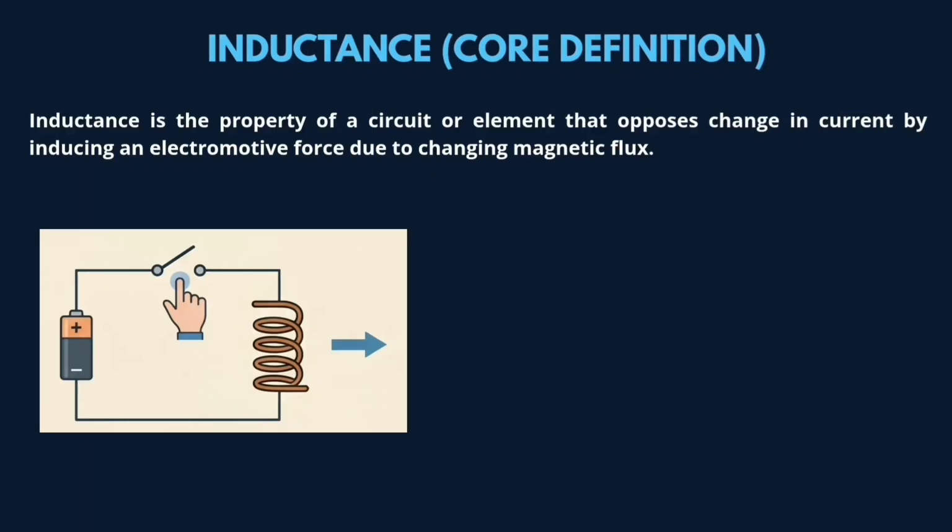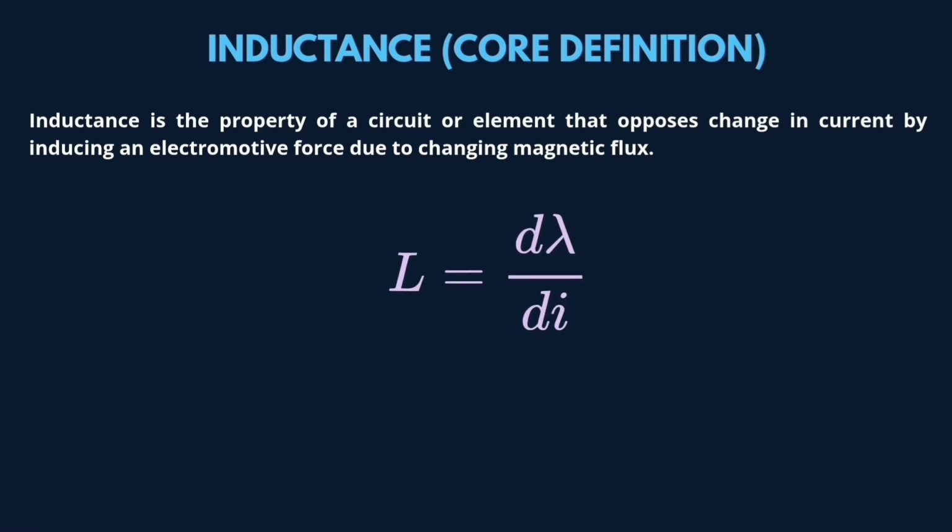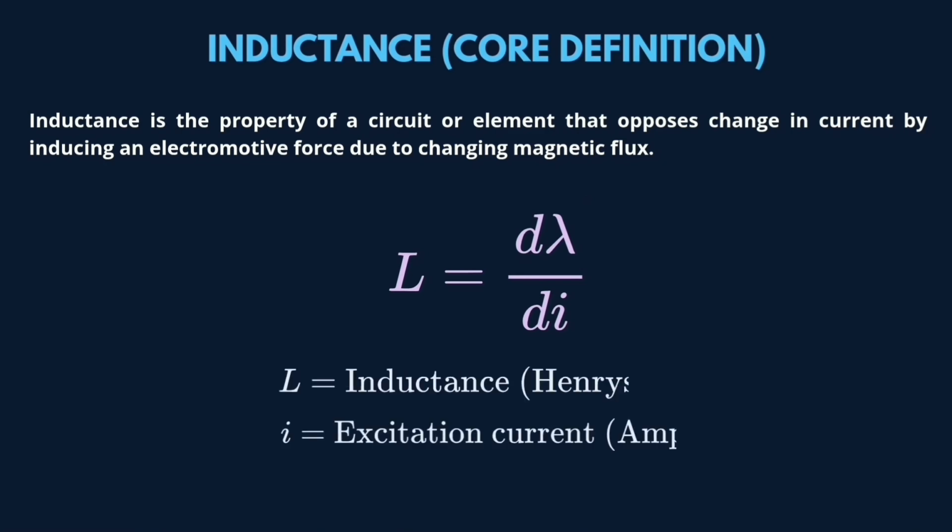Inductance is the property of a circuit or element that opposes change in current by inducing an electromotive force due to changing magnetic flux. So we have the formula L equal to d lambda by di, where L is the inductance, I is the excitation current. One thing to know here is, for linear inductors, this simplifies to L equal to lambda by I.